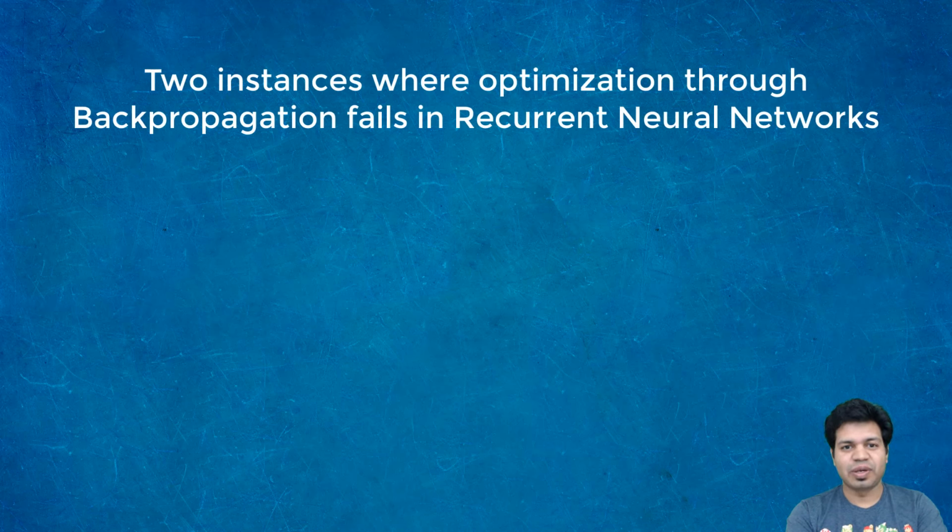Hello folks, welcome to the AI University. In this video, I'm going to cover the details about two instances where optimization through backpropagation fails in neural networks. This is a very important topic to understand when we work with recurrent neural networks. So please watch this video till the end.